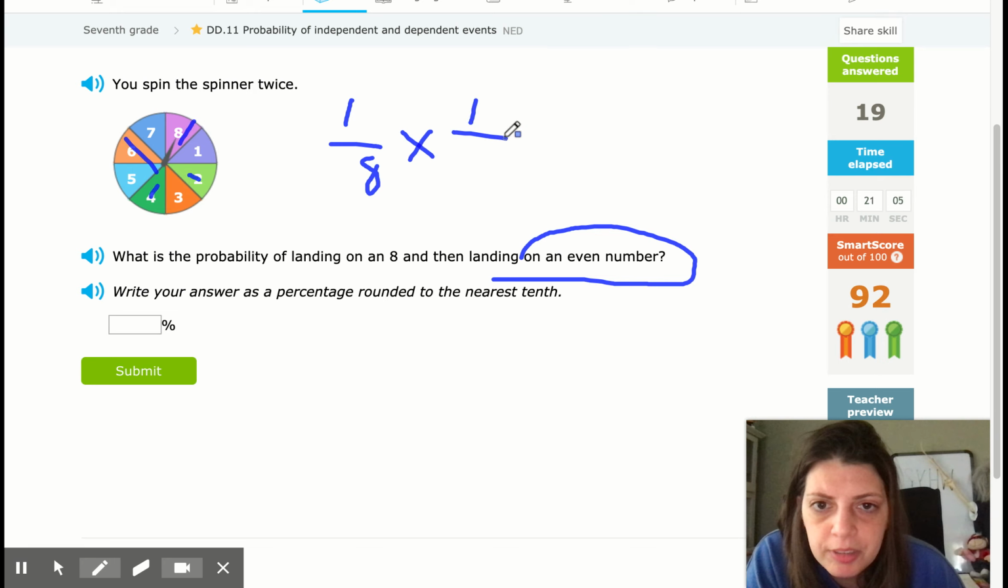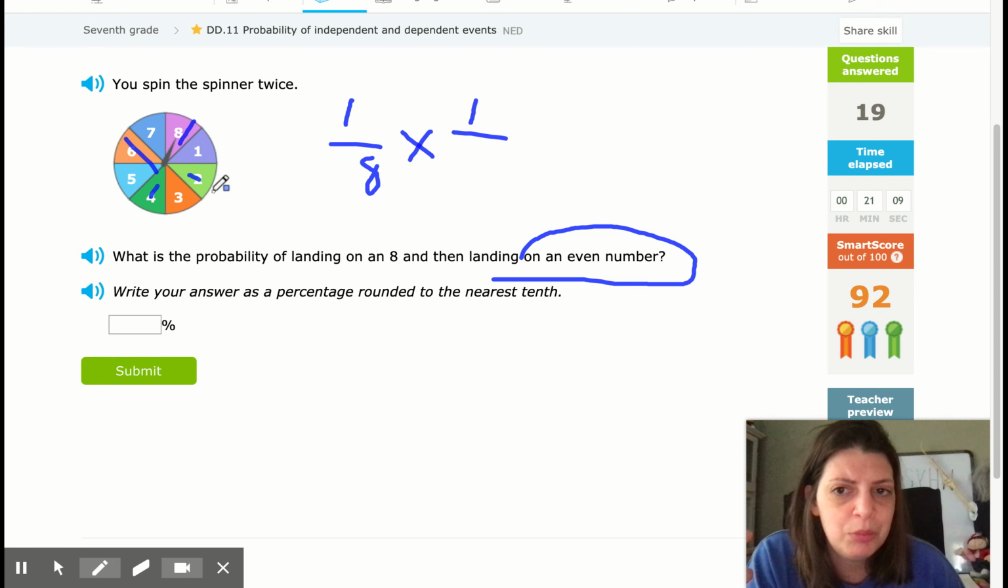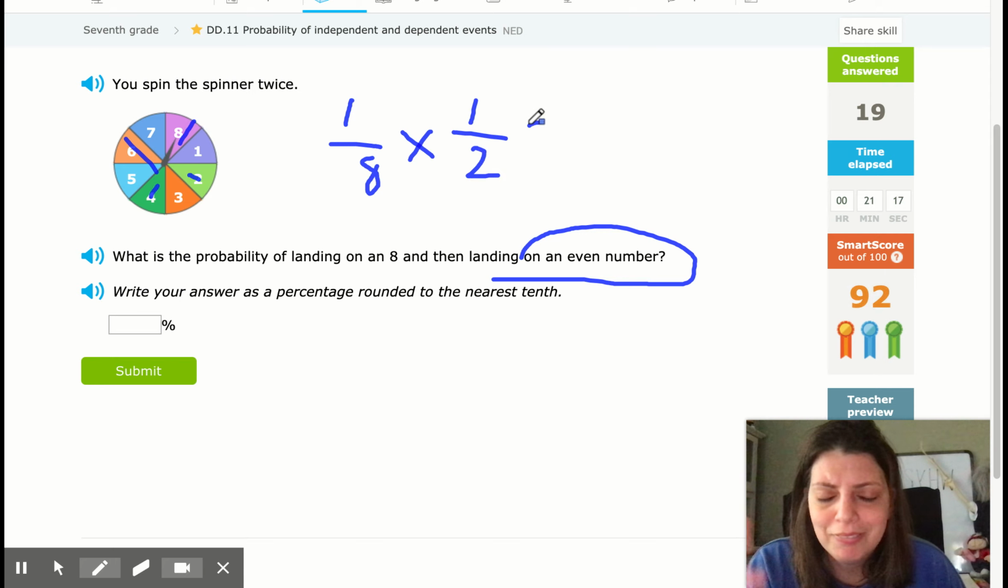Don't guess. I've seen on the SAT where they leave out a number or skip a number, so that if it's the probability of an even number, you just do a half, but it's really not. Be careful. So yeah, half of them are even. I hope. 1 out of 16.